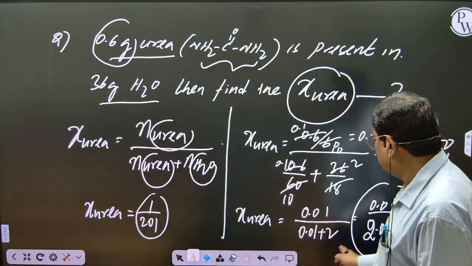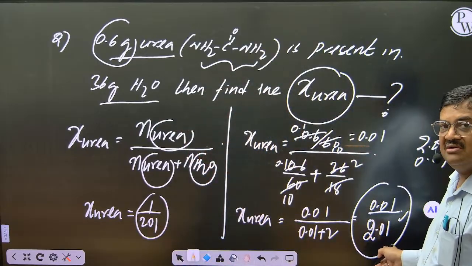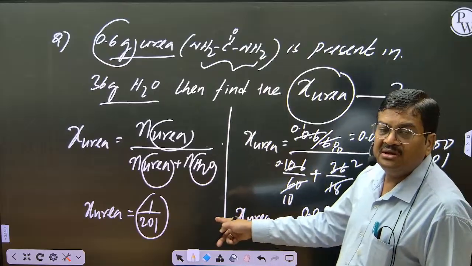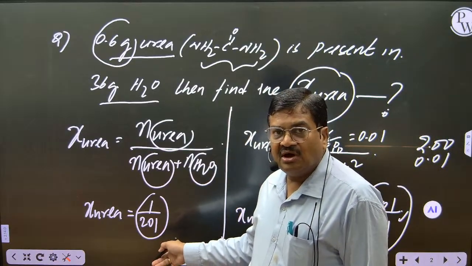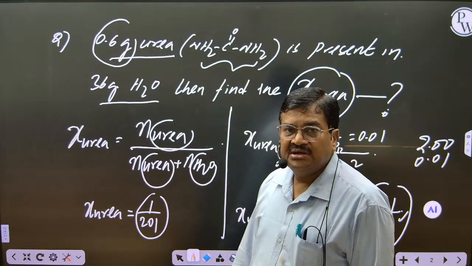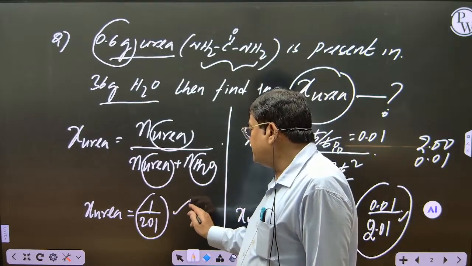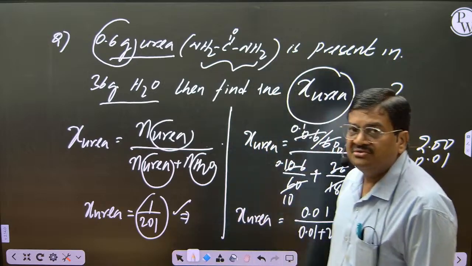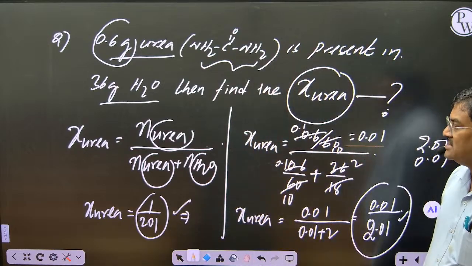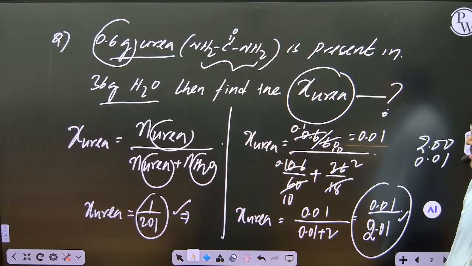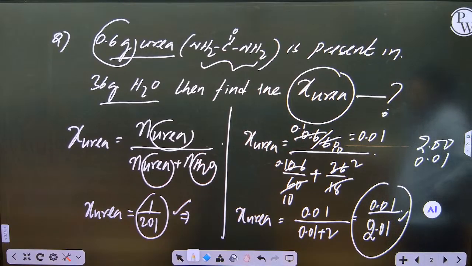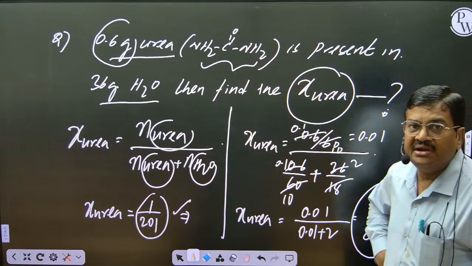Do you agree? This 0.01 by 2.01 can be written as 1 upon 201. So if in the options they give 1 upon 201, you can opt for that, or you have to simplify this and find out how much answer you get. 1 upon 201. That will be the mole fraction of what? Urea. Copy. Clear and simple, no? Understood, everyone?